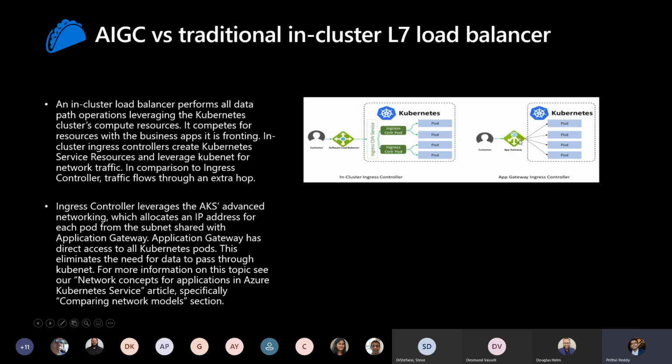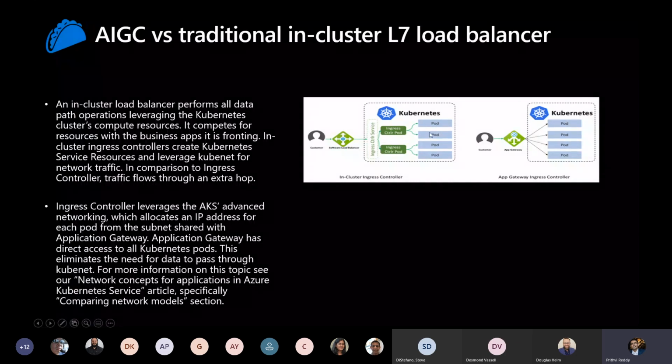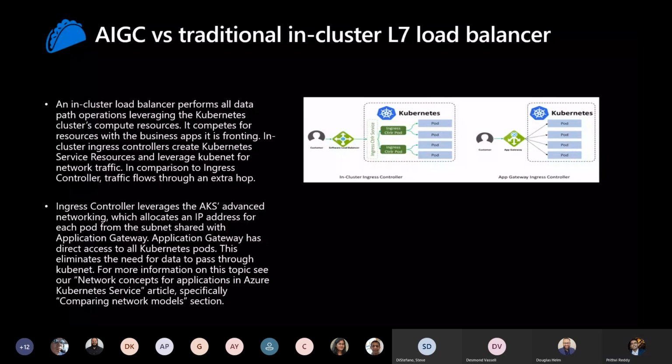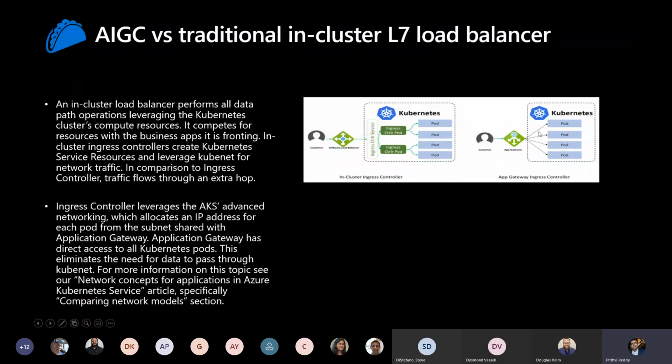So the App Gateway is able to directly access the pod's IP, whereas before you had to go through the Ingress controller to get to the pod, which introduced latency and an extra hop. Is this clear for everyone? The differences between the original approach and this approach? Okay.